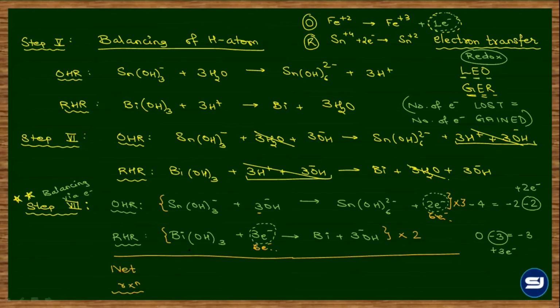Now when you are adding, you should add the reactants first and then the products. बराबर ना? पहले LHS add करोगे और बाद में RHS. So the net reaction would be 3SnOH3 minus plus 9OH minus plus 2BiOH thrice. रिएक्टेंट को एक लाइन पे लिख लो, प्रोडक्ट को दूसरी लाइन पे, and the product would be 3SnOH6 2 negative plus 2Bi and plus 6OH minus.